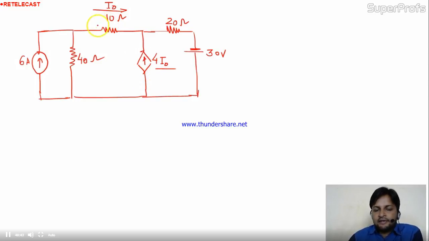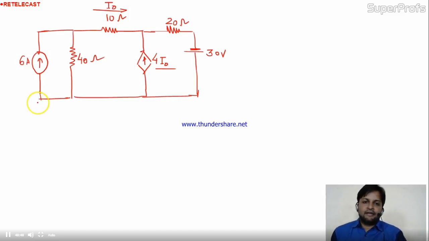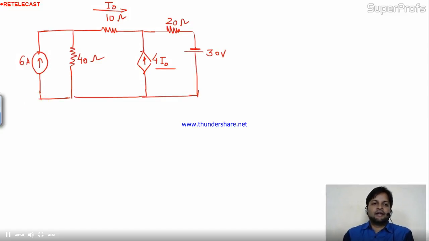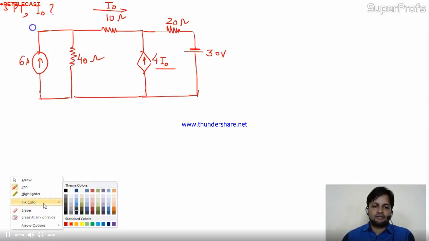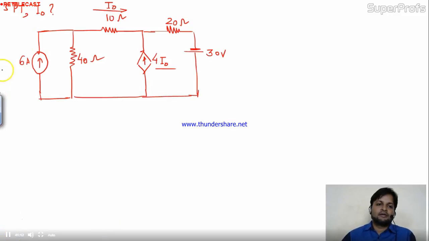This is the I0, the current in the branch of the 10 ohm resistor, and by SPT only we have to find out the I0 value. This is our task. Now how many independent sources are we having here? We are having only 2 independent sources. Number 1 is the 6 ampere current. Number 2 is the 30 volt voltage.